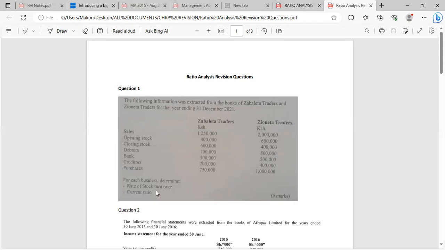Then the current ratio: current assets divided by current liabilities. So you need to understand what are my current assets for Zabaleta. Always remember here we are doing for the year ending at 1st December. The current asset here is the closing stock, not the opening stock. Opening is what we had at the start, but the asset is what is still in the business, and that is why we use the closing. So you take the closing stock, add the debtors, a current asset, add the bank, a current asset. Those three give you the total current assets. Divide by current liabilities. Current liability is only the creditors. So you are done. This is how you are going to do that.